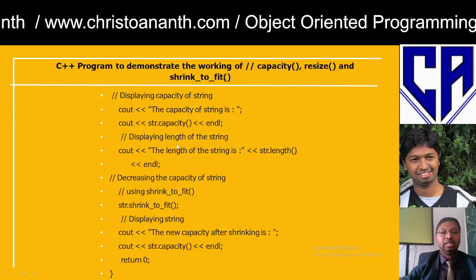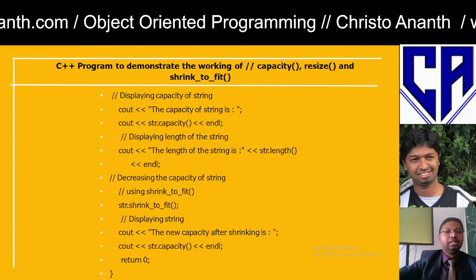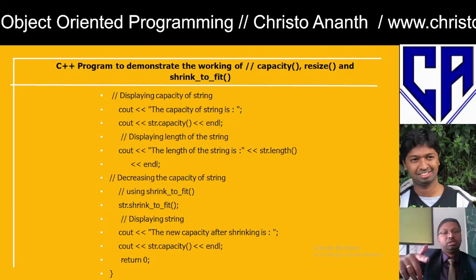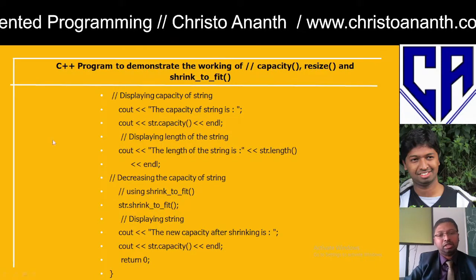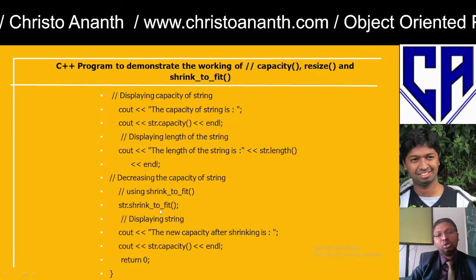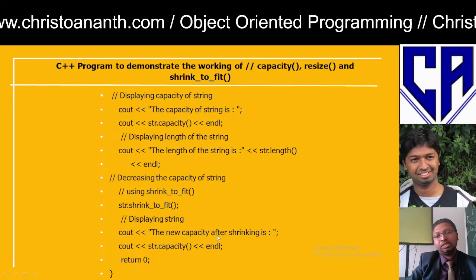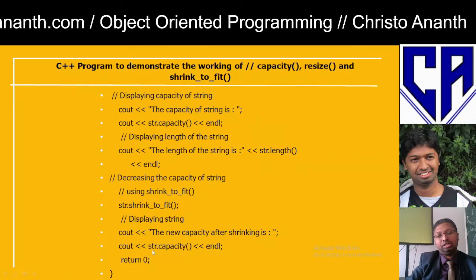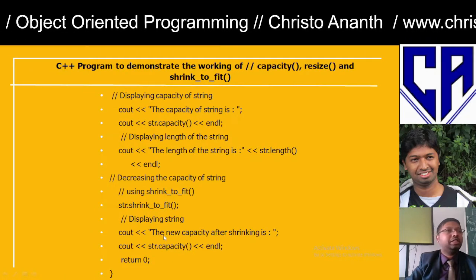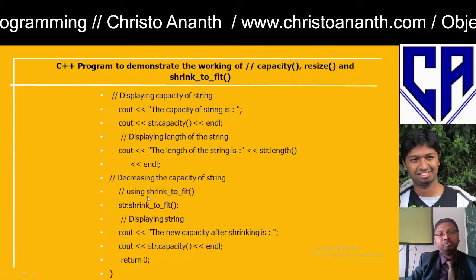The length of the string is str.length, and here you are shrinking to fit, so you are decreasing the capacity of the string. Here you use str.shrink_to_fit, and you display the string. The new capacity after shrinking is str.capacity, and then finally you return 0.